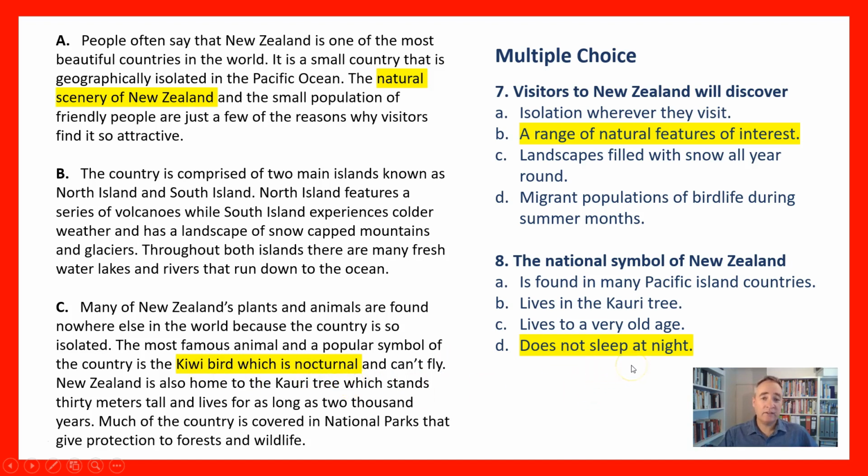So in this case, you do need to know the answer. If you don't know what the word nocturnal means, another way to find out is to delete what is not true. Nothing about old age in this. National symbol lives in the karri tree. Nothing about the kiwi tree living in the karri tree. No. So logically, that is the only answer that's possible. So there you go. There's a few strategies to help you succeed on IELTS reading.